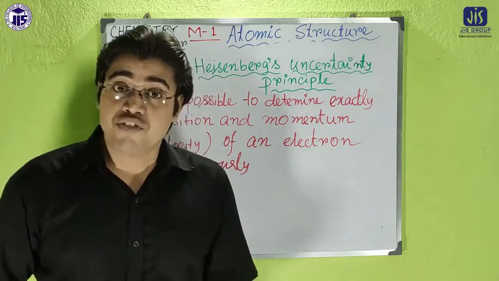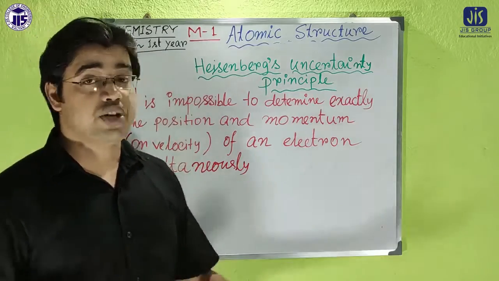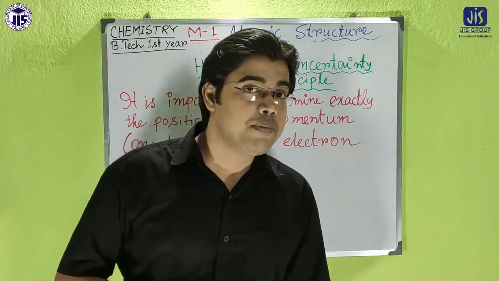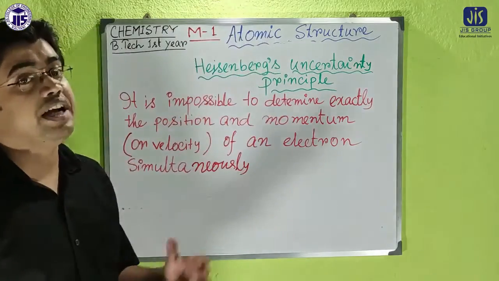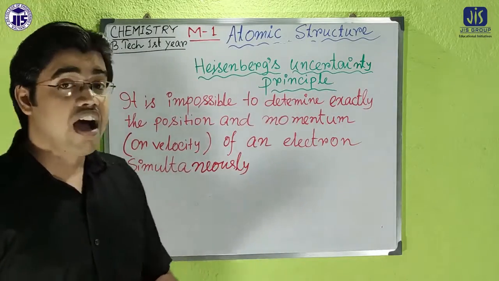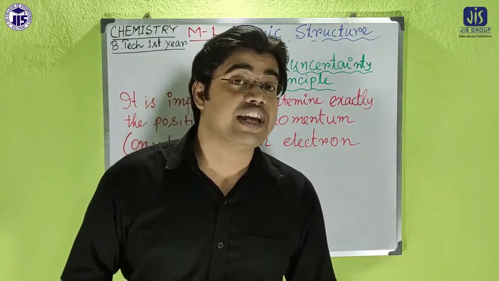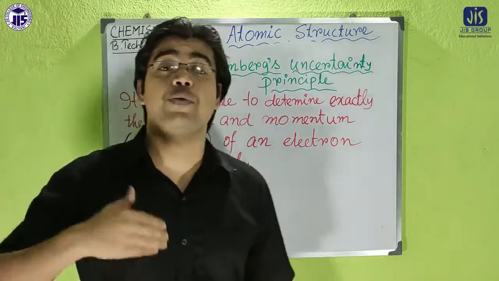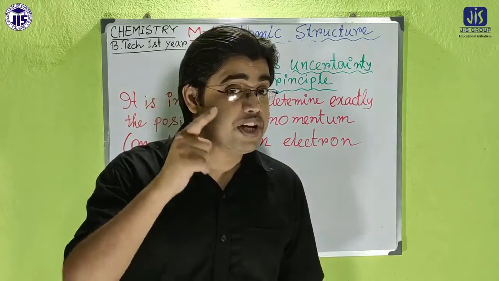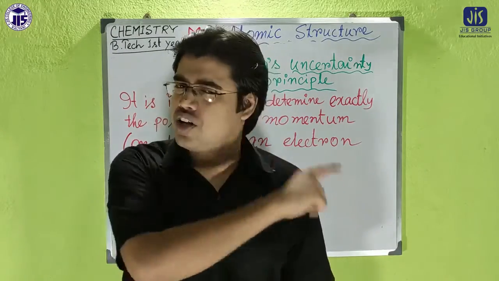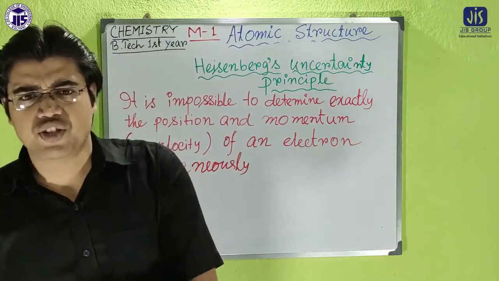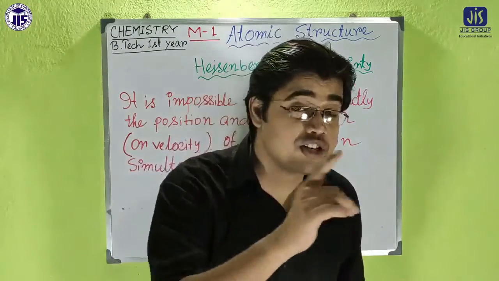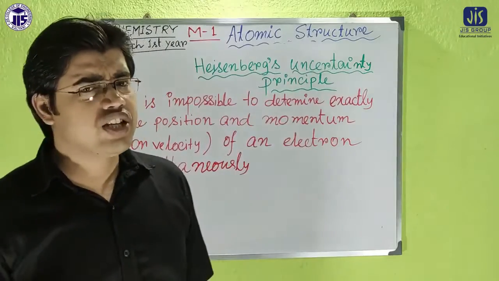That means if we want to determine the position more accurately, then there will be a big error in the momentum. That means the uncertainty or the error. Or if we want to determine the momentum more accurately, then there will be a big error in the position. So the two parameters, either position or momentum, or position or velocity, we can't determine exactly at a time.